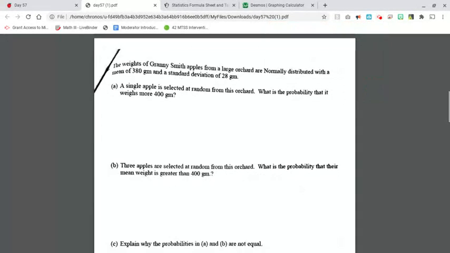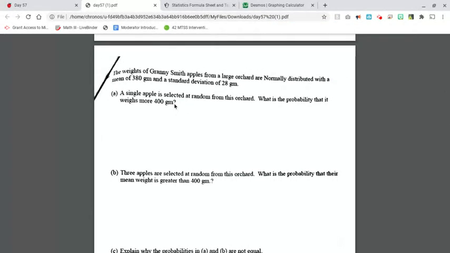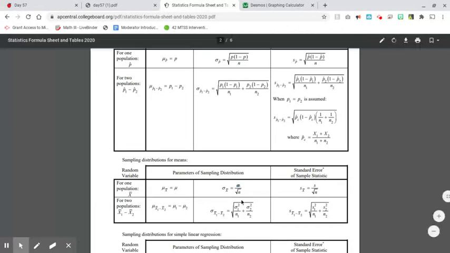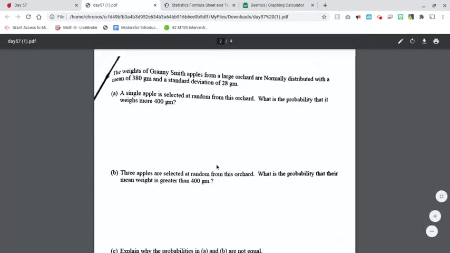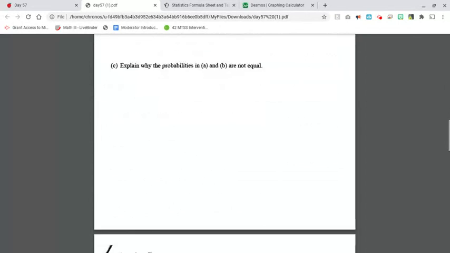So to explain why the probabilities in A and B are not equal, you need to think that in A, we're just talking about one single apple being more than 400 grams. And think about it, for one apple, it's more likely to happen than if the average of all 3 of them is more than 400 grams. And again, that comes from our formula for the standard deviation. So you can show that work there to see that because the standard deviation is smaller, it's going to be a lot harder for it to be more than 400 grams.